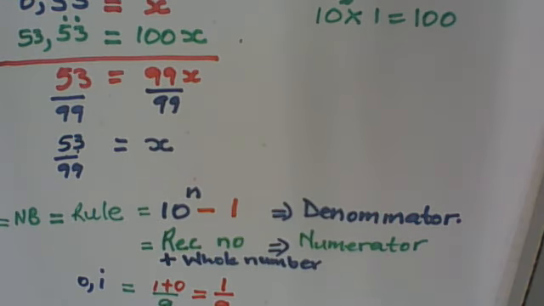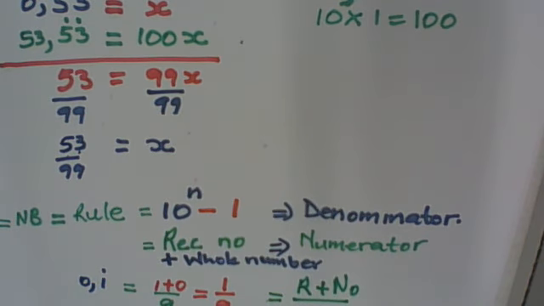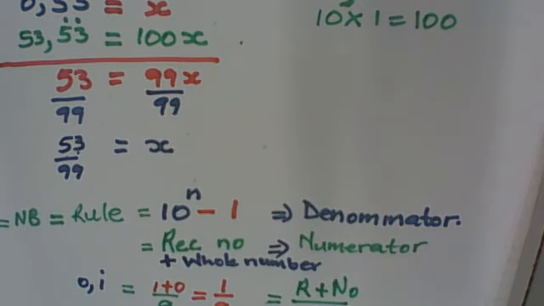Now in the second, I just want us to use this: recurring plus whole number, then over 10 to the power n, then subtract 1. That's it. Oh, my formula. Even Einstein, I think, did this. Okay, let me go to the next one.